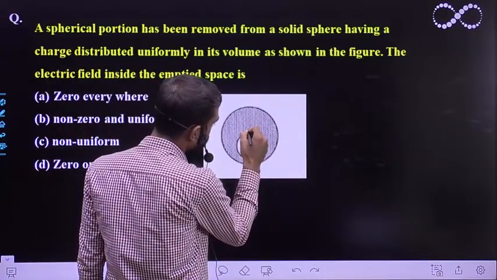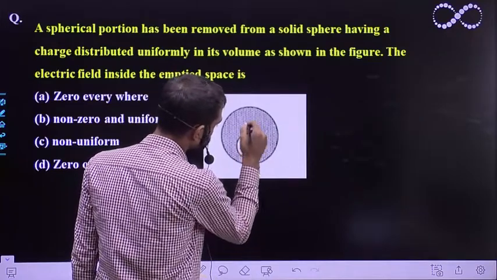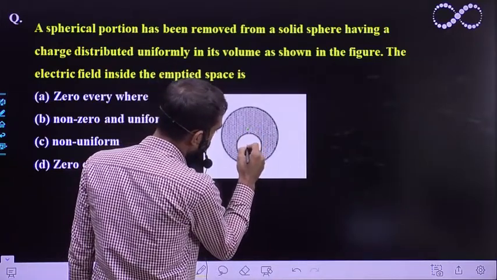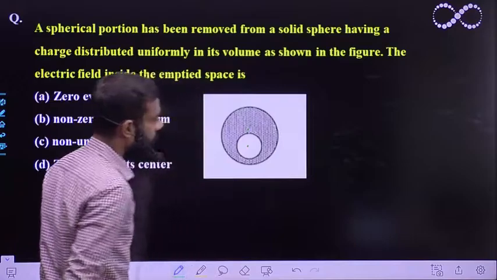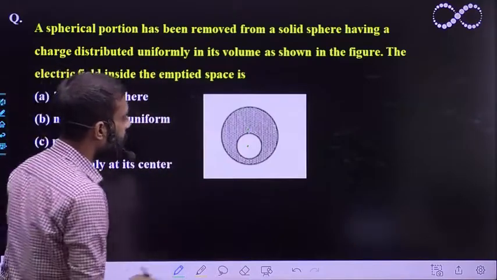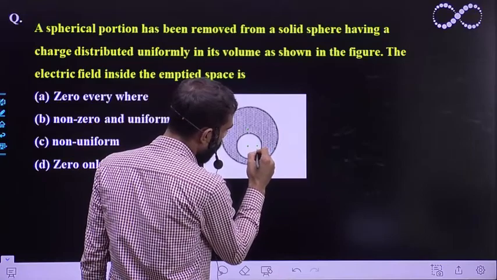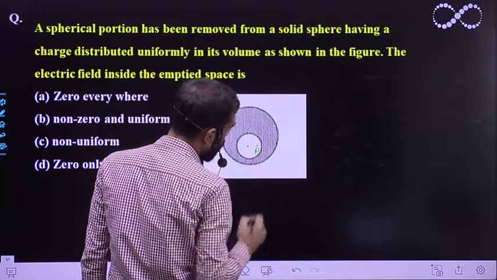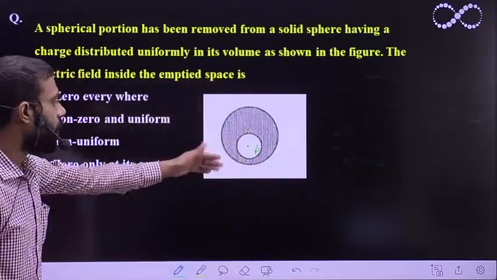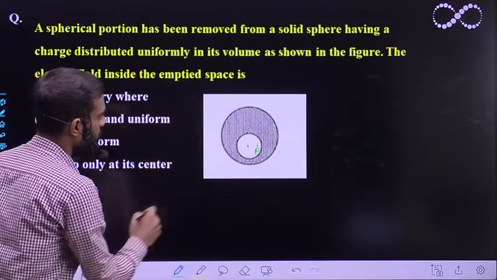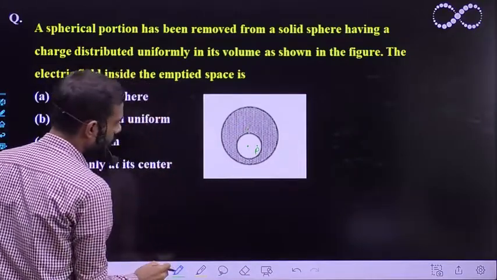Let us assume here the center of the bigger sphere is here and the center of the smaller sphere is here. Okay, so I am taking any random point here, and at this point I am calling it P. So I am trying to find what is the electric field at point P.